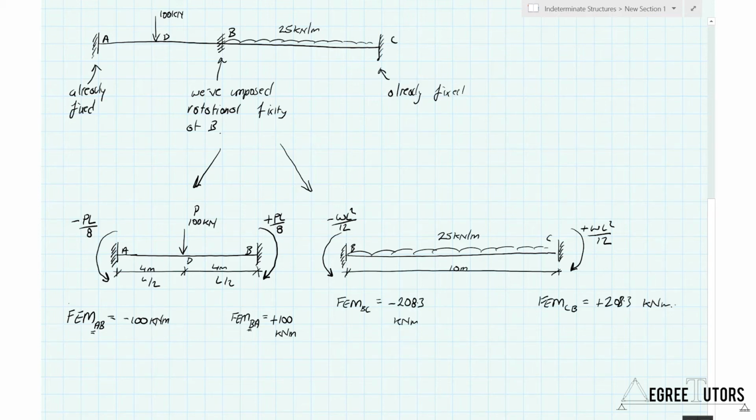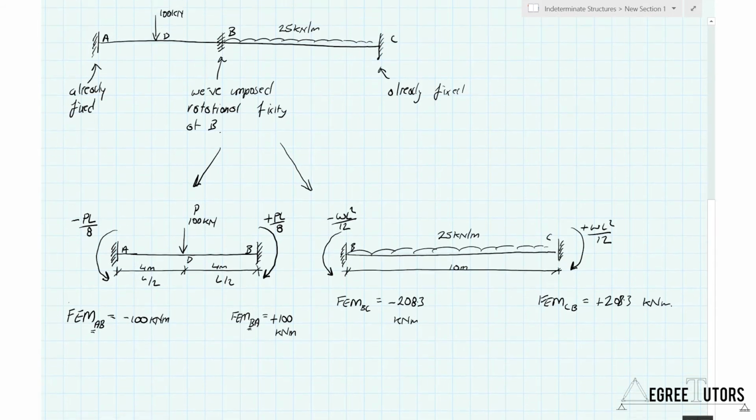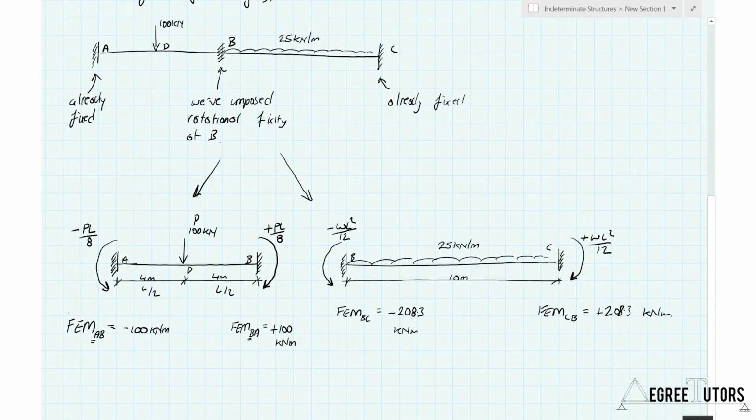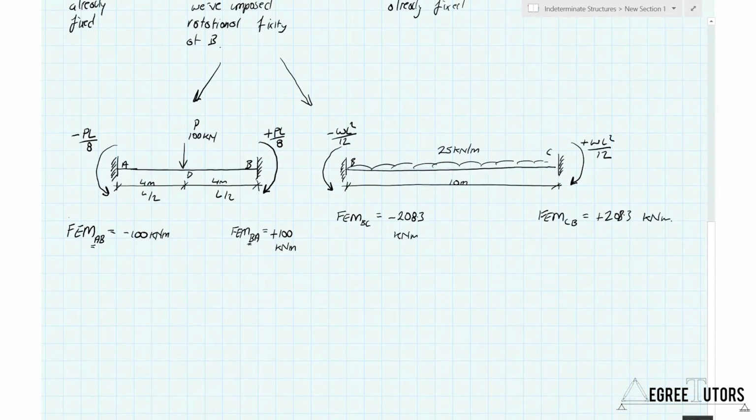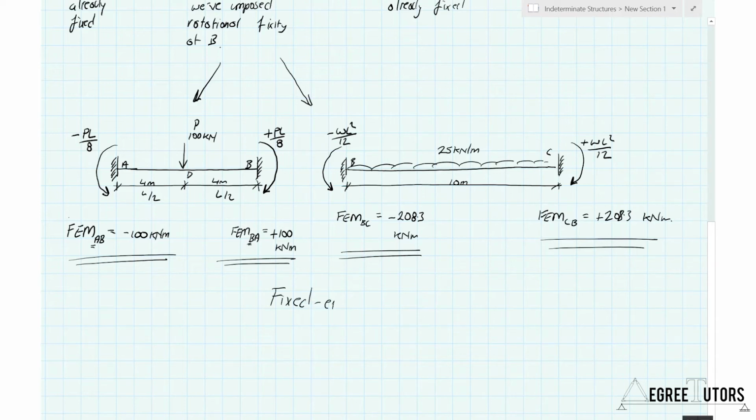Excellent. Okay, so we're rapidly advancing through this. So what have we done? We took our structure. Any joint that wasn't already fixed, we fixed it. That identified for us two isolated substructures. We pulled those two out, and we looked at what reaction moments would develop at the supports in each case. So these are the fixed end moments. So that guy, that guy, that guy, and that guy are the fixed end moments.